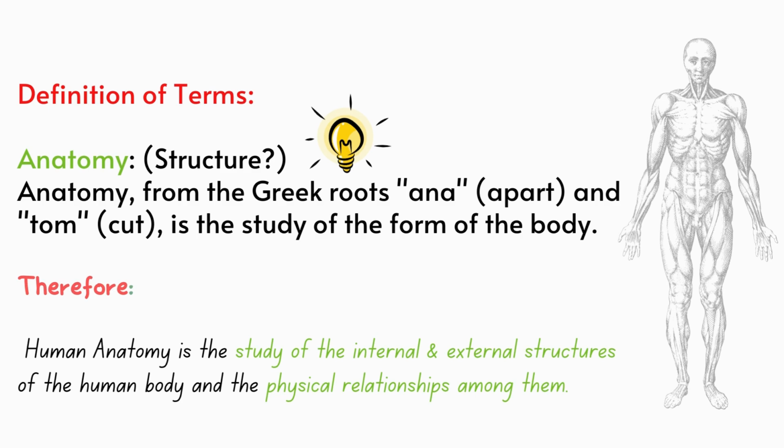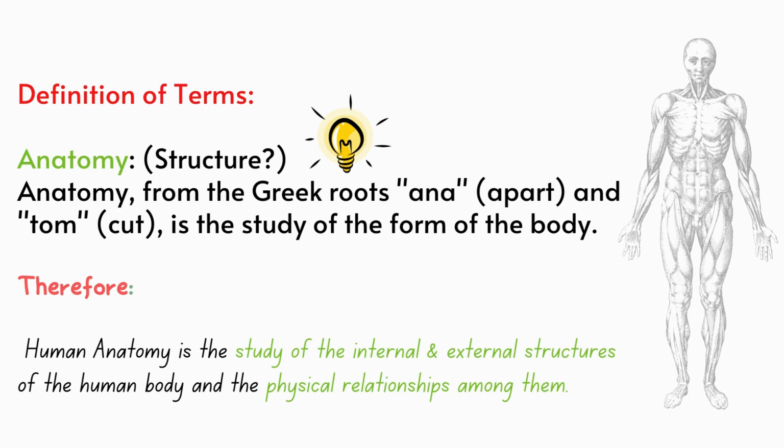Okay. So by definition, you can say that human anatomy is the study of the internal and the external structures of the human body and the physical relationships among them. So mainly focus on those two. That is the study of the internal and external structures of the human body and also the physical relationships. Remember, the human body structures correlate. They tend to work together.